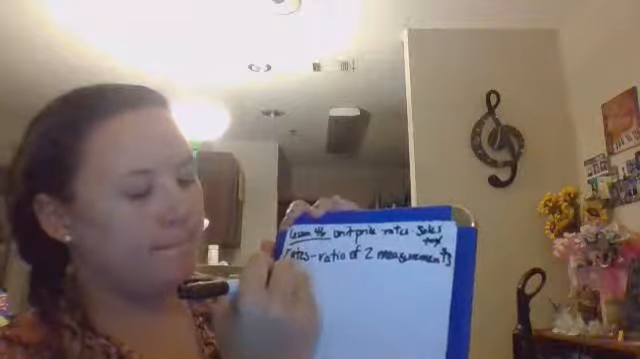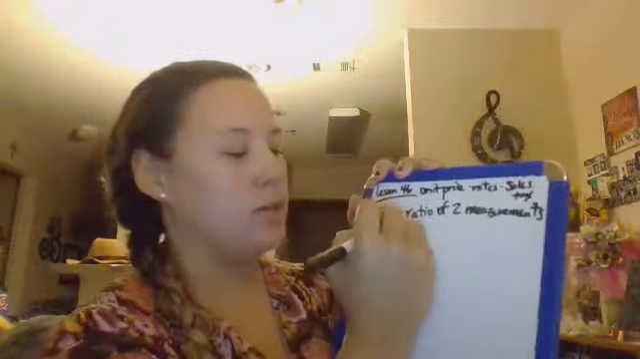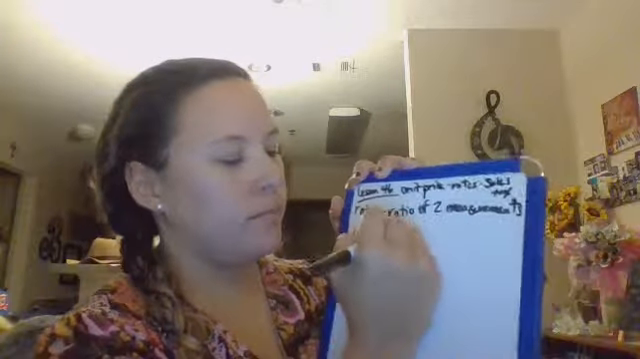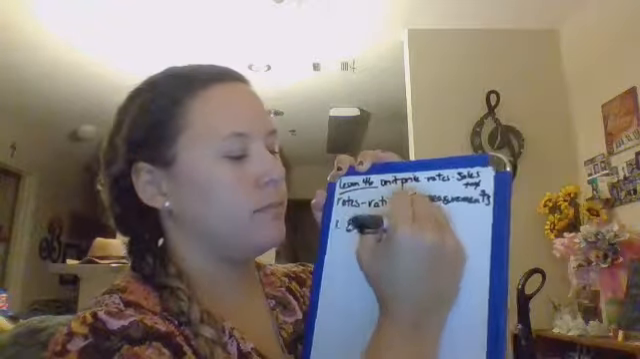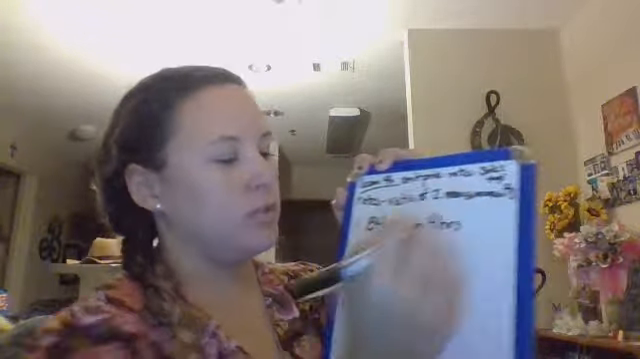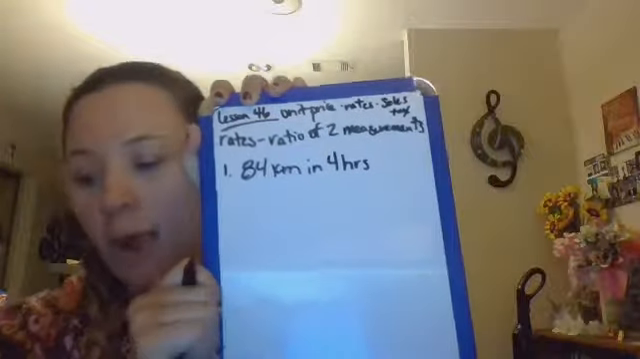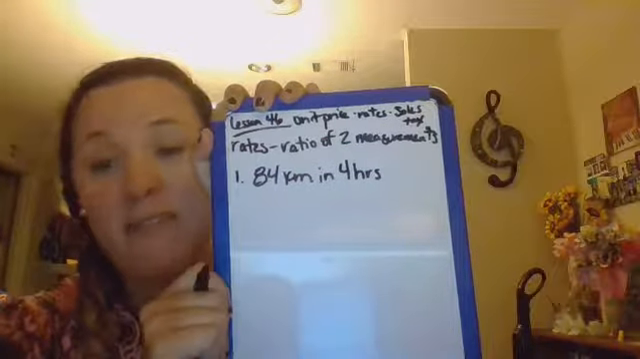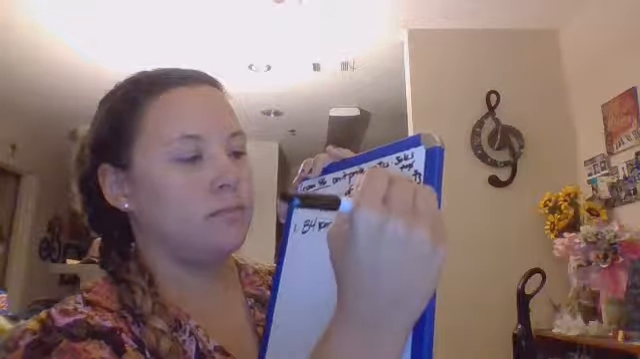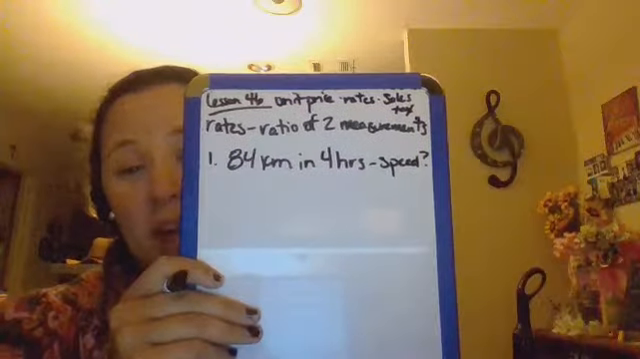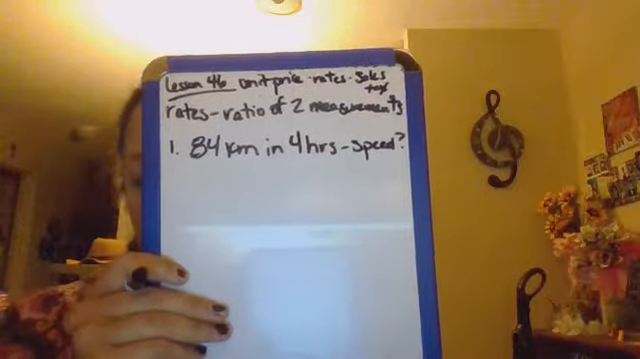Okay, so then our first problem, we have that somebody went 84 kilometers in 4 hours. So they went 84 kilometers in 4 hours. We need to know how fast they were going. So what was their speed? If they went 84 kilometers in 4 hours, we need to find out what their speed is.